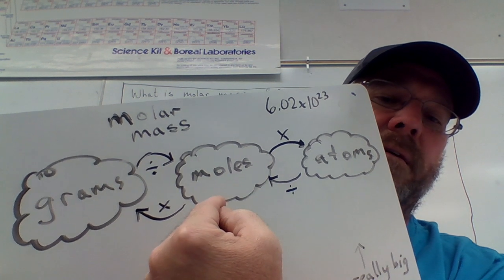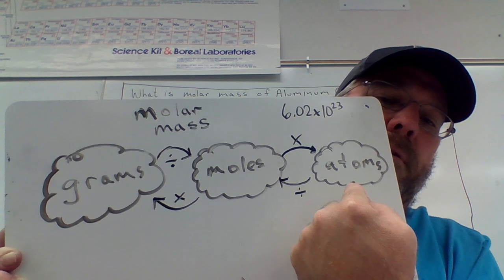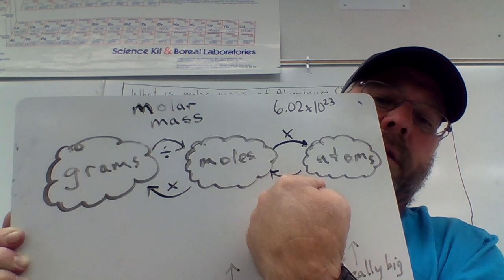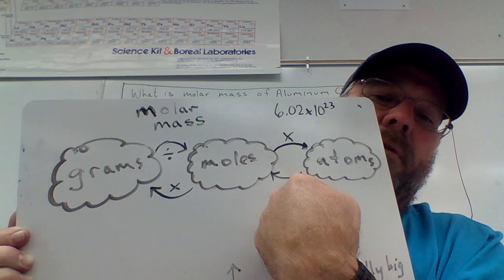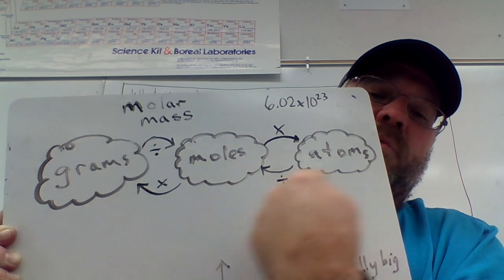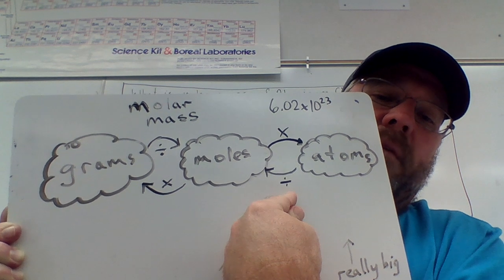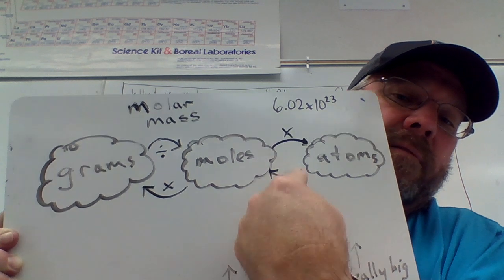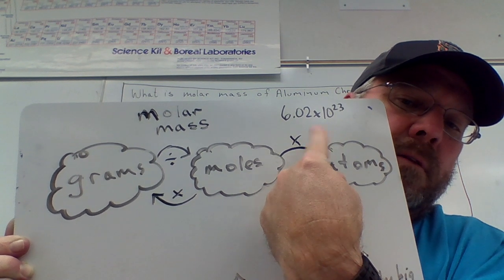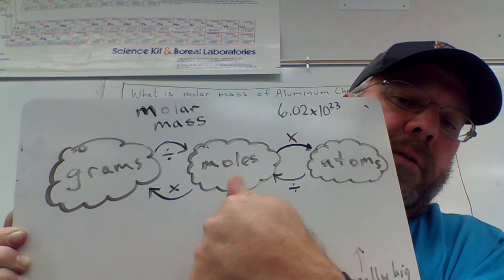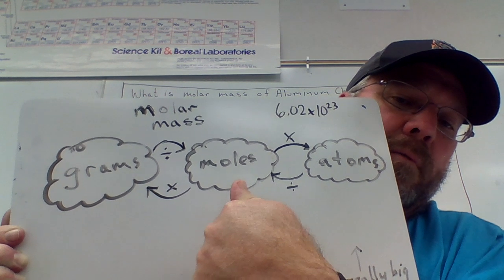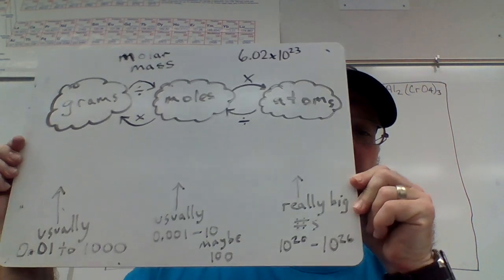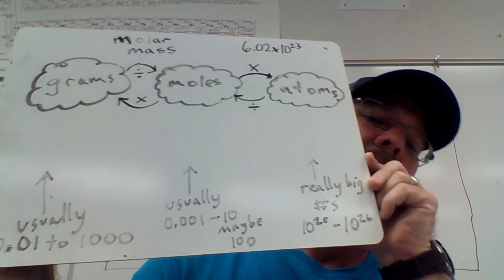Now, what if I had the number of atoms, but I wanted to go to the number of moles? Well, this is a case where I've got 6.02 times 10 to the 23rd. I'm going to go this way, so I'm going to divide. So let's say I had 1.8 times 10 to the 24 atoms. If I divide that by 6.02 times 10 to the 23rd, I'm going to end up with 3 moles of whatever I'm talking about.